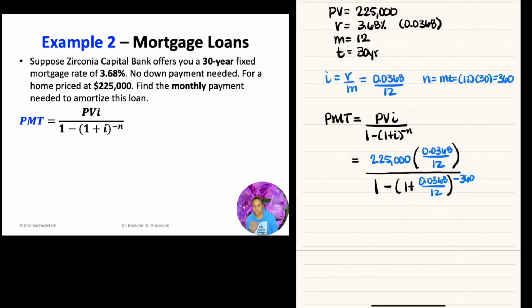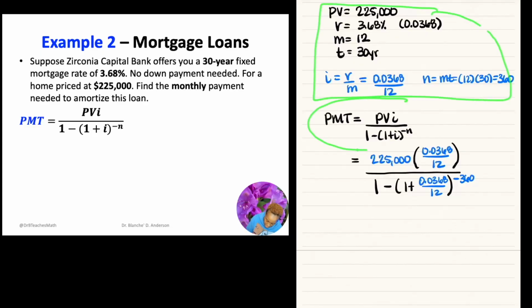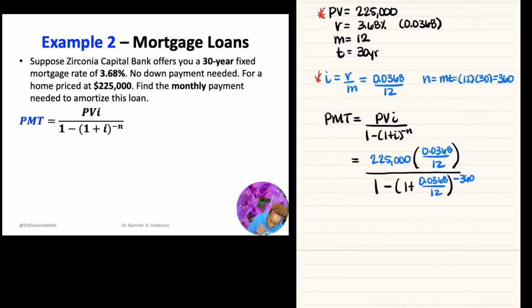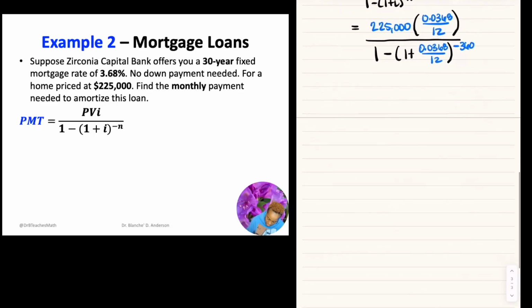So far, so good, right? We plugged everything in. Remember, the hardest part is identifying your pieces and getting the right formula. But once you get them identified, you just pull the pieces you need and substitute them into the formula. Okay, so you have everything that you need. So let's go and do the math.